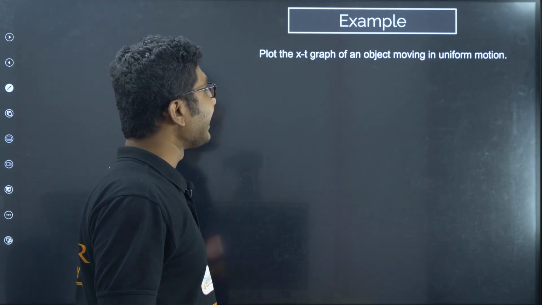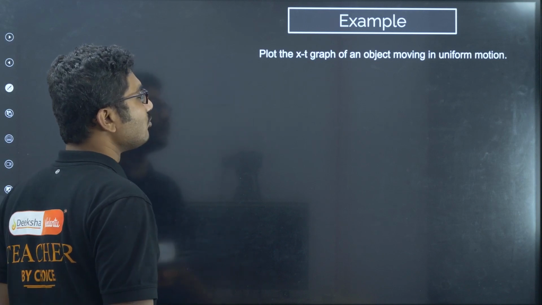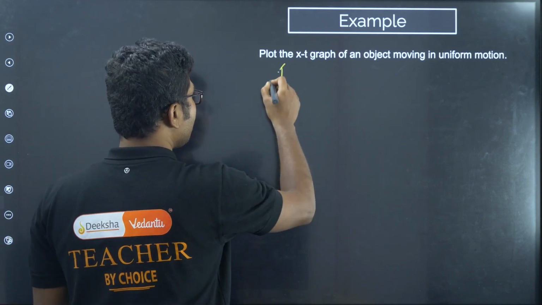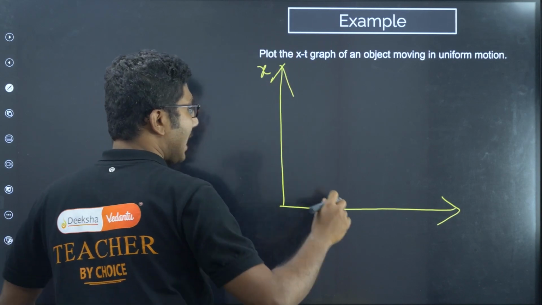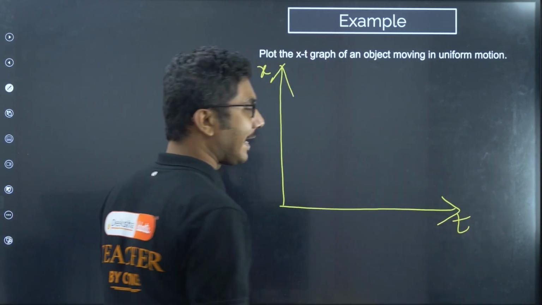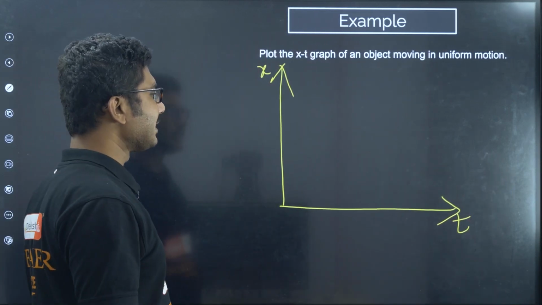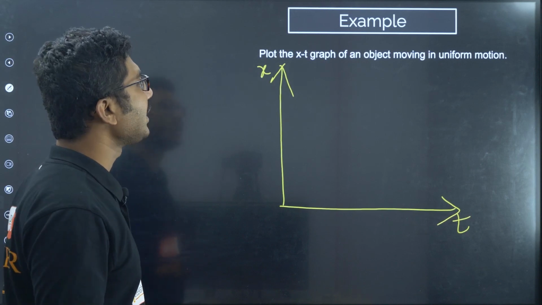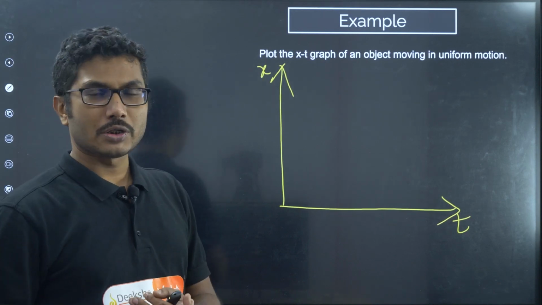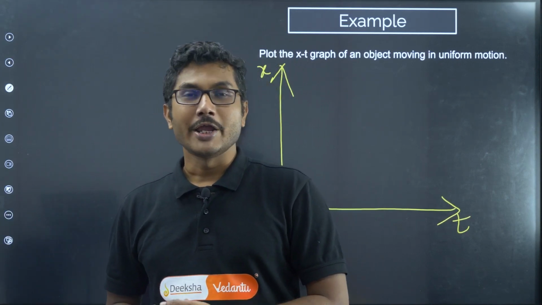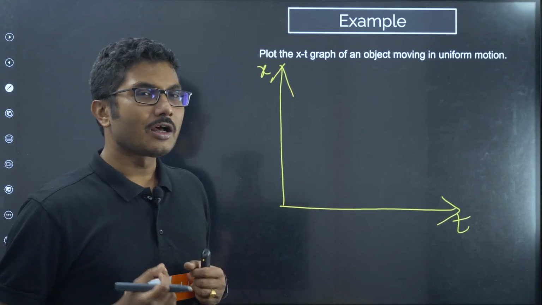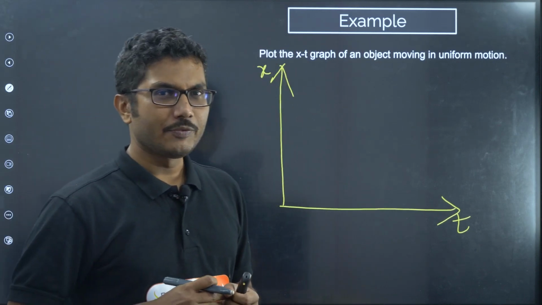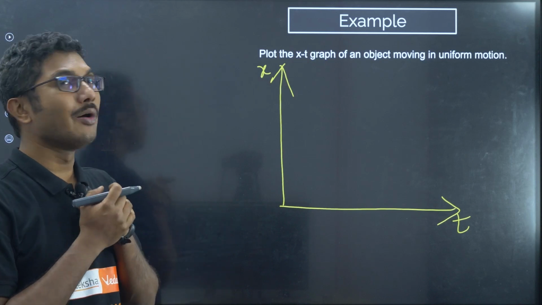So, plot the xt graph of an object moving in uniform motion. So, x means distance, and t means time. What is the meaning of uniform motion? Uniform motion means its velocity is constant. Now, how will it be?